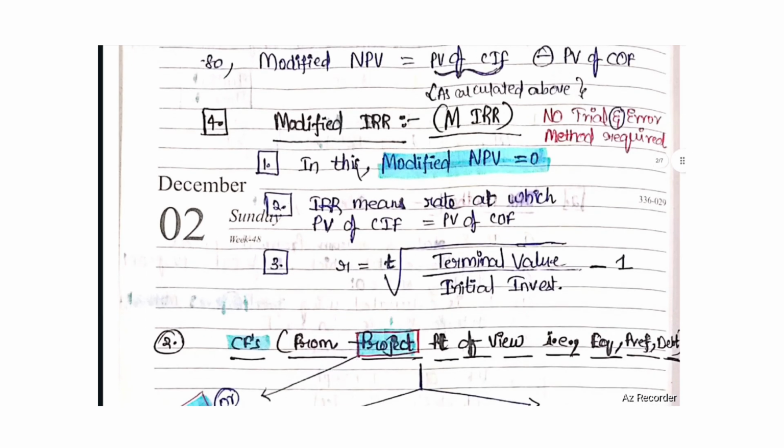Next, modified IRR. In case of modified IRR, no trial and error method is required. In this, modified NPV equals 0. IRR means rate at which present value of cash inflows equals present value of cash outflows. How to calculate modified IRR? R equals T-th root of terminal value divided by initial investment, minus 1.